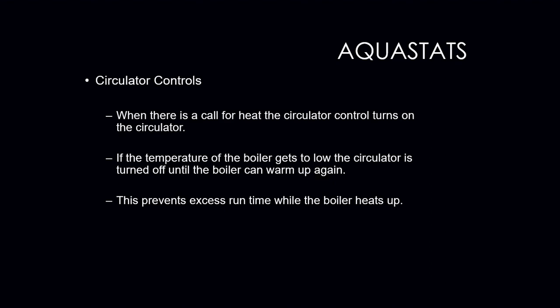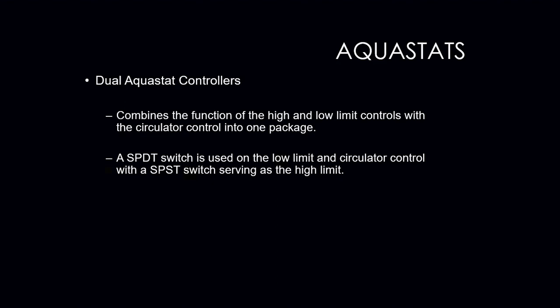It's simply due to the fact that the circulator is off because the Aquastat's telling it to be off. Your dual Aquastat controls actually have a combination. They combine the function of a high and low limit control with the circulator control all in one nice little package. It's going to have a single pole double throw switch, and that's going to be used on the low limit and circulator control with a single pole single throw switch serving as the high limit.